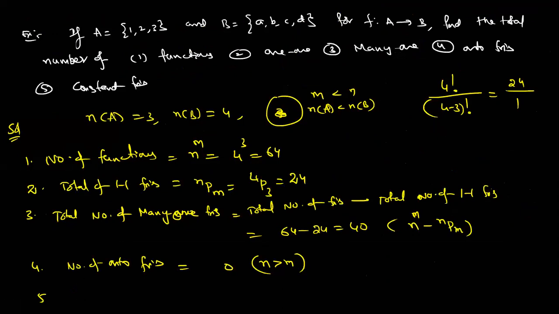Fifth one. What is the case coming? Total number of constant functions. Anyone? Dear students, number of constant functions. Only 4. How many elements are there in codomain? 4. So clearly, since n is equal to 4, that's all. f of x is equal to k. So how many values are there in codomain? 4. That's why number of constant functions is only 4.